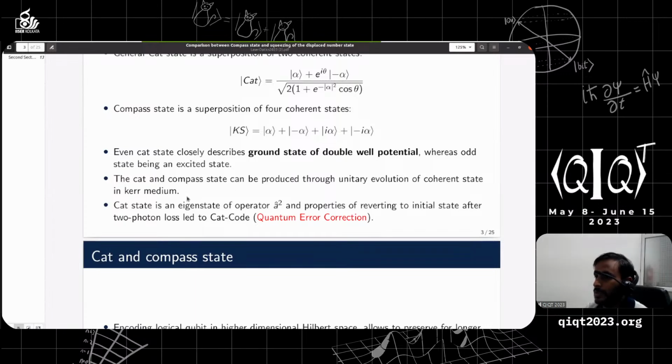While this Kerr-type interaction also produces three-component coherent state superpositions, as well as six-component superpositions of coherent states. But the Kerr medium has the property of dephasing. This cat state and the compass state also dephase very fast in that Kerr-type interaction.